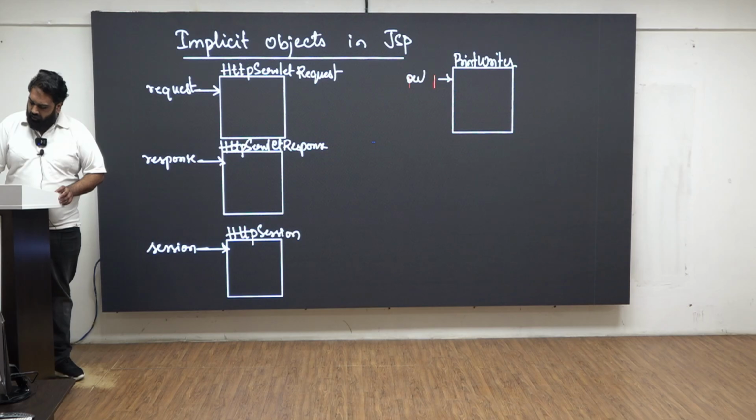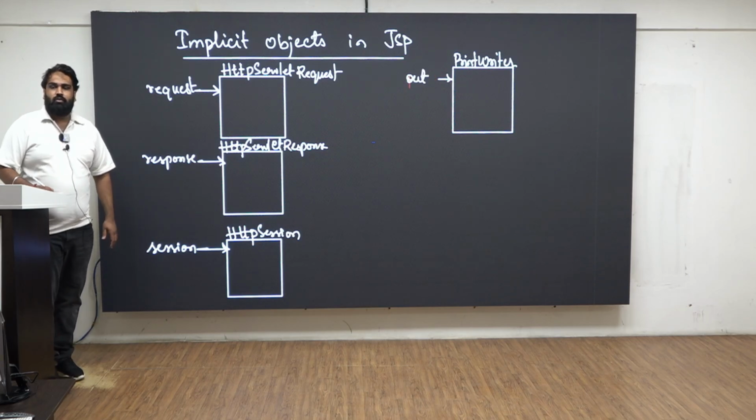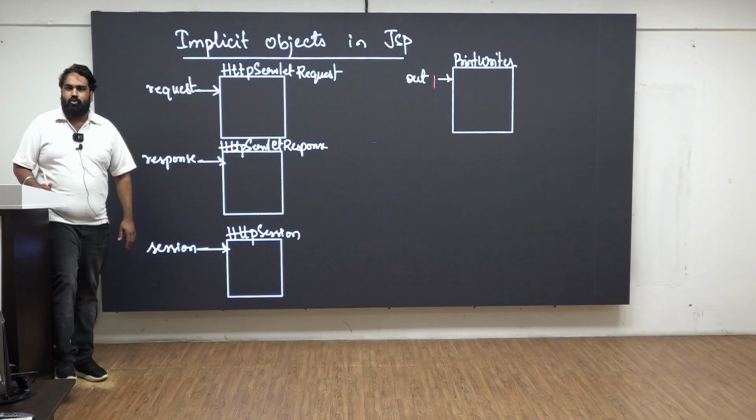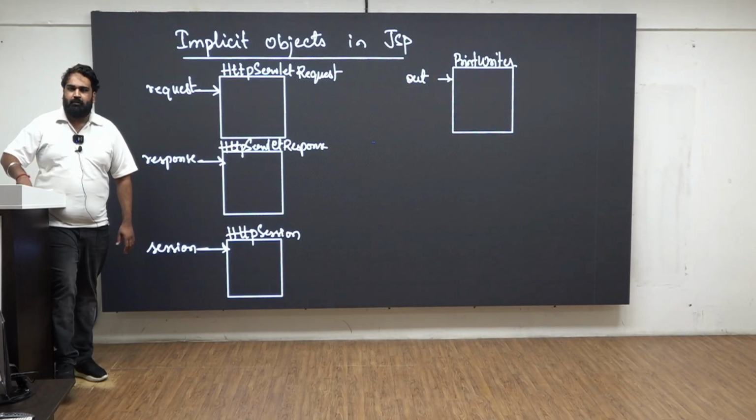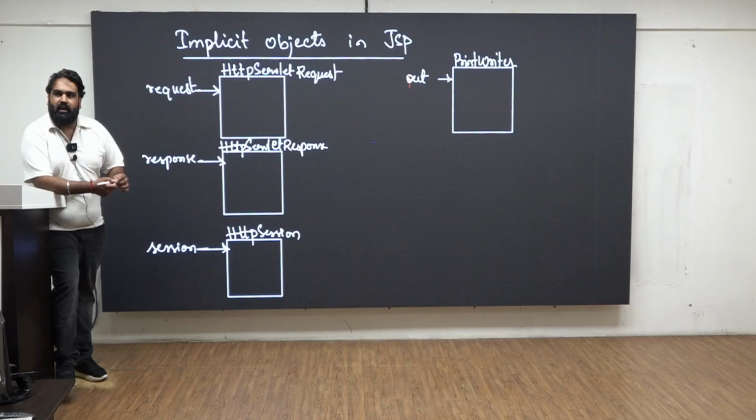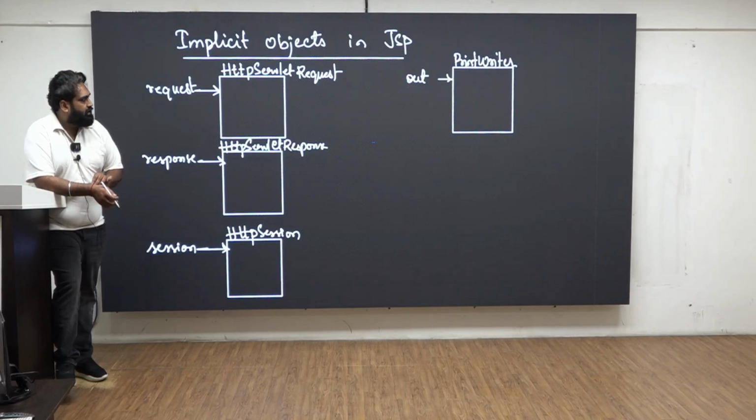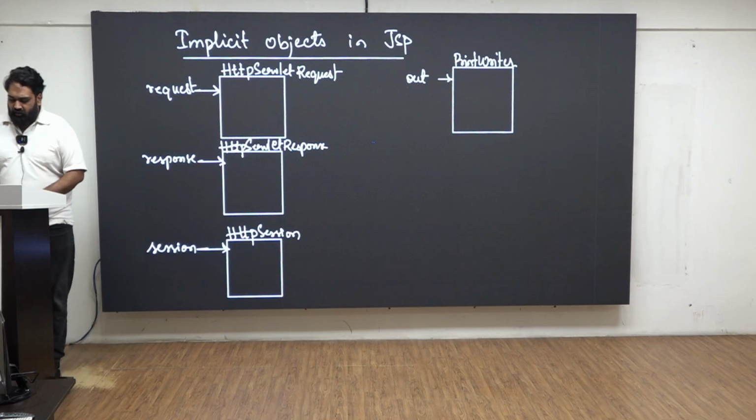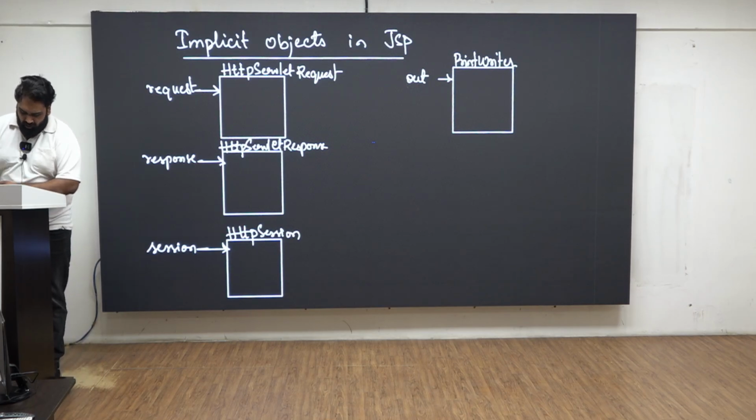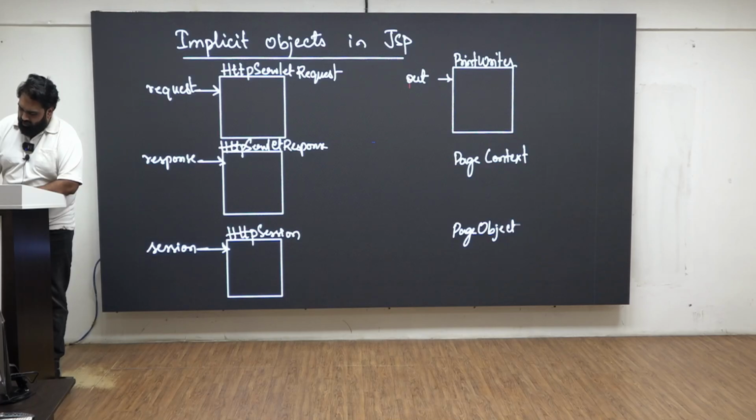We have already used it, called out. Have we used out already in our JSP pages? So how did I use it? Out.println. I had used it as out.println. Along with this, I have something called a page context. I have something called a page object.